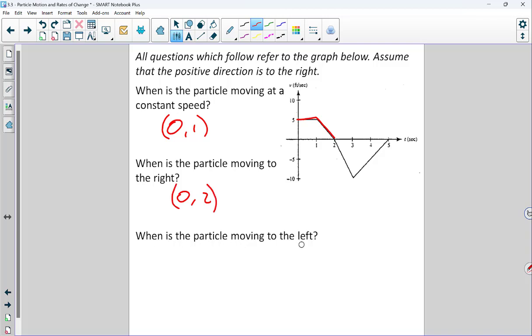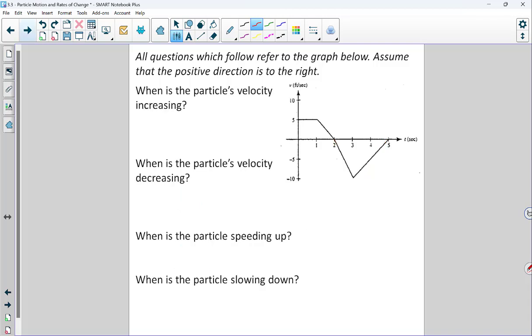When is the particle moving to the left? The particle is moving to the left when the velocity is negative. The velocity is negative from 2 to 5. Here are a few more. Pause here, play when you're ready.